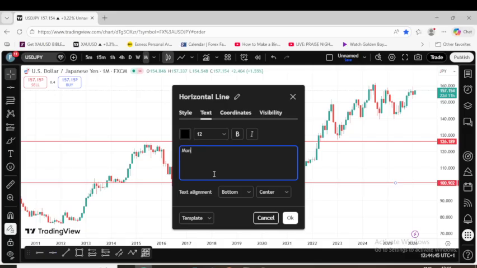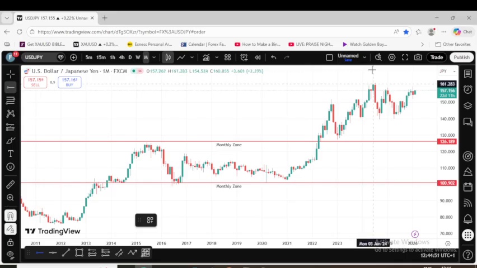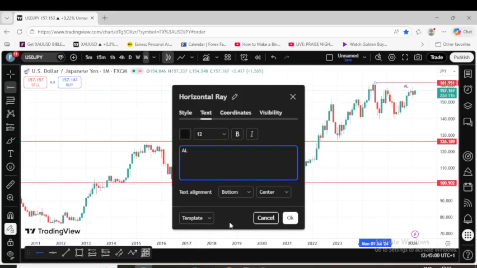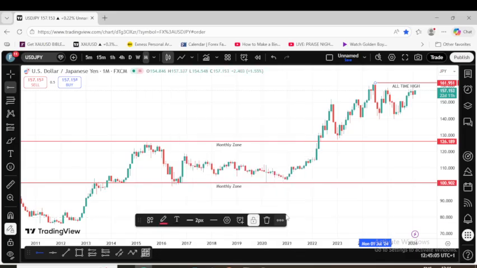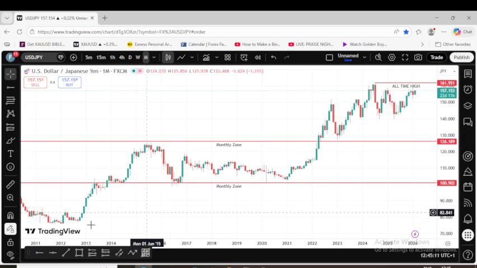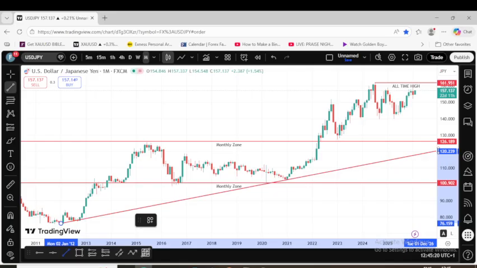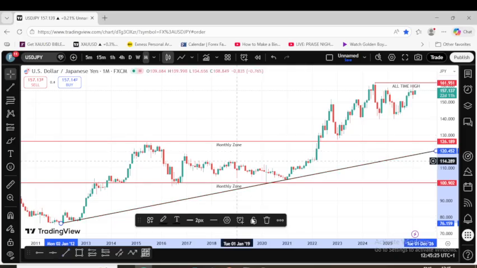This is another monthly zone. Here we have our all-time high. This is the highest point that price has gotten to in recent price action. I believe we can also draw a trend line from here, like this. So this will be our monthly trend line.